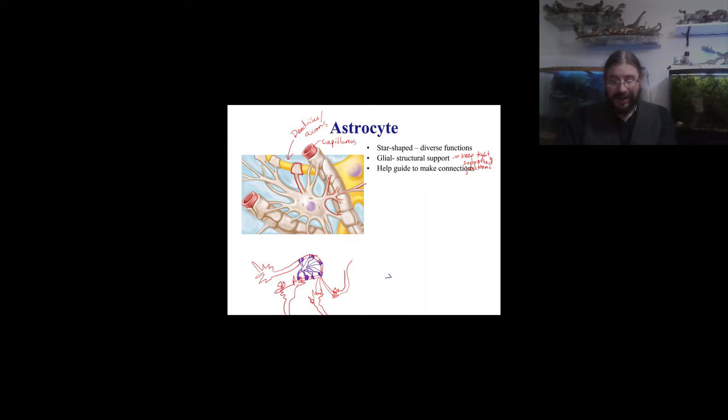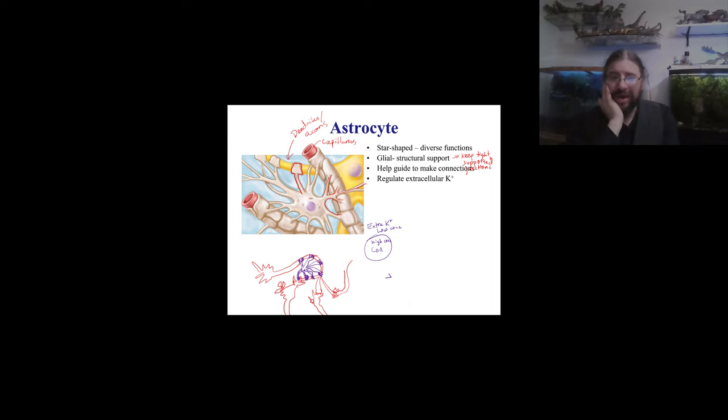That's part of helping guide neurons to make connections. Okay. They also regulate extracellular potassium, right? So in order to properly function, a neuron needs to have a gradient of potassium concentration inside the neuron versus outside. And that gradient is high on the inside, right? So you have the cell and your extracellular potassium must be low concentration outside and high concentration inside.